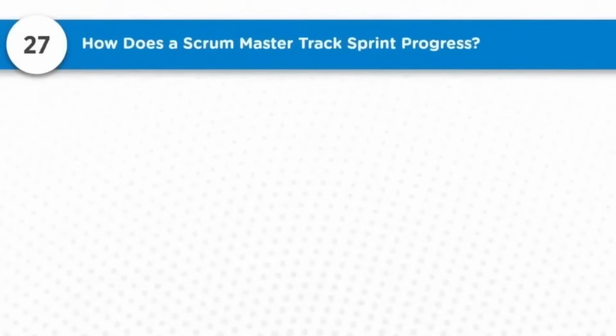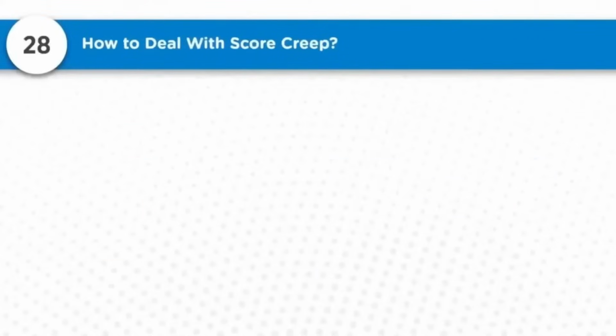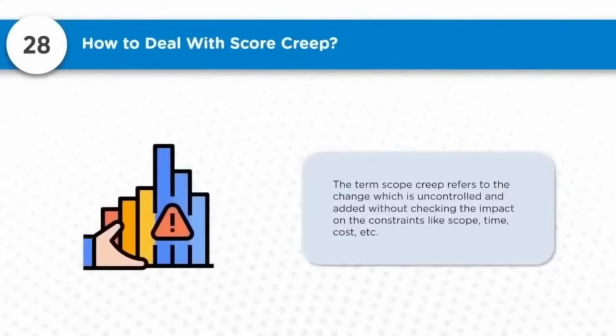So question 27: how does a Scrum Master track sprint progress? We have various events which happen in Scrum, like daily Scrum meetings, Scrum retrospective, Scrum planning, Scrum review, and checking on the defects which have escaped, density of defects, burn down, sprint burn down, and velocity. Checking all of this provides better insight to the Scrum Master, so that tracking the progress of the sprint becomes easier. So, and how to deal with scope creep.